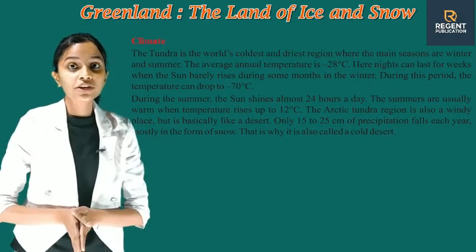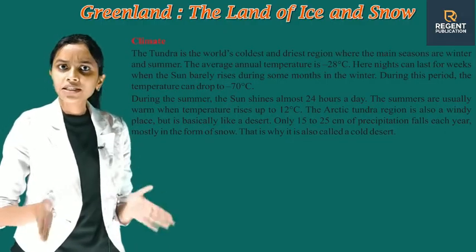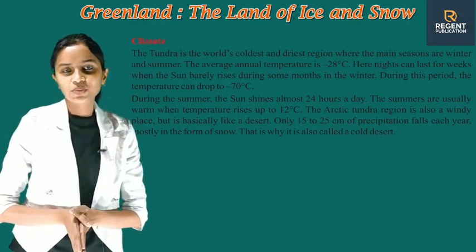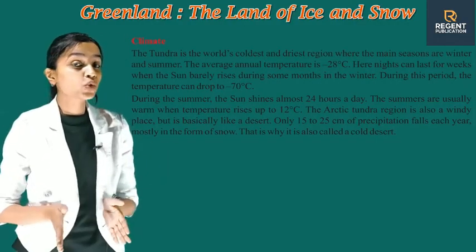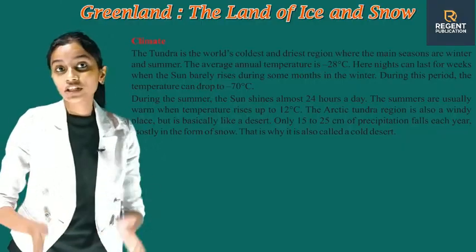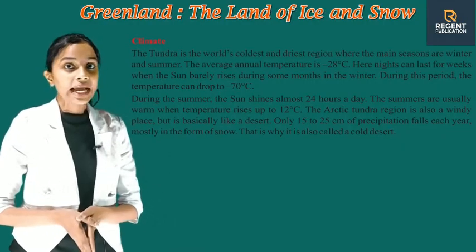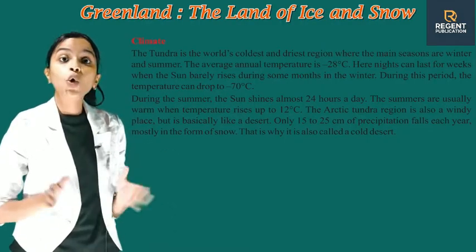The Arctic tundra region is also a windy place, but is basically like a desert. Only 15 to 25 centimeters of precipitation falls each year, mostly in the form of snow. That is why it is also called a cold desert.